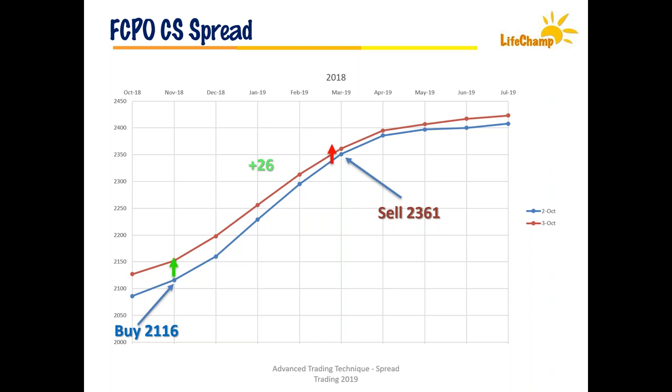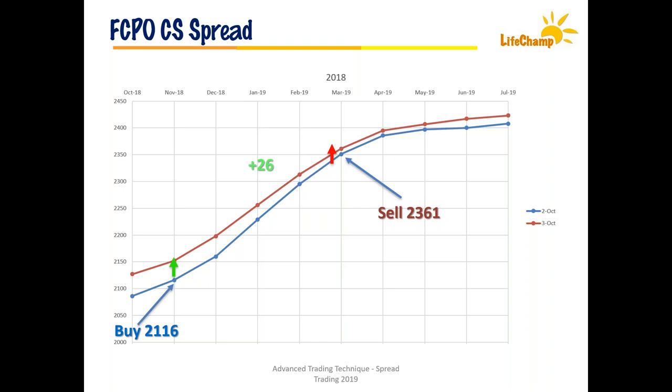Of course, you may ask, if I just buy the 2116 contract without selling the 2361, I could have made 36 ringgit rather than 26 ringgit. But in this case, why would I do a spread rather than an outright contract? The reason is that if I'm doing outright, I may get a profit of 36 ringgit, but I could be wrong also.